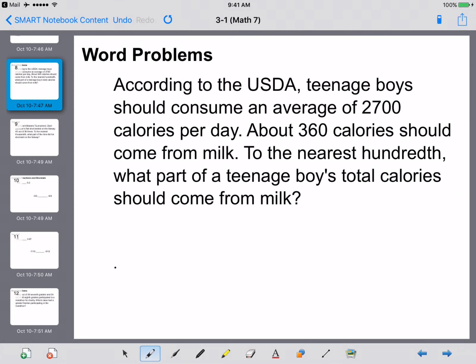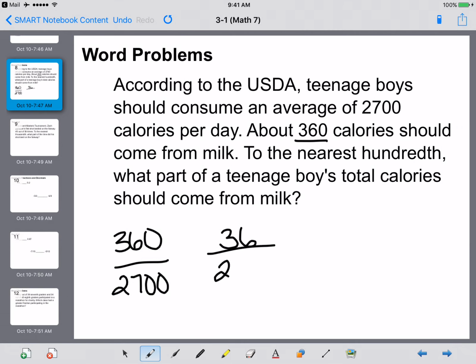So his total calories are 2,700. The calories from milk he should have are 360. So our part is 360 and our whole is 2,700. I can simplify that down to 36 over 270.